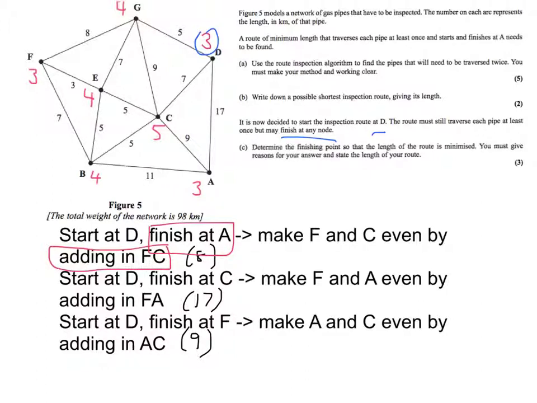And then finally state the length of your choice. Well, that is just the length of the whole network, which is 98, plus the length that I've just added. So I'm doing 98 plus 8, which would give me 106 as my final weight for the whole thing.